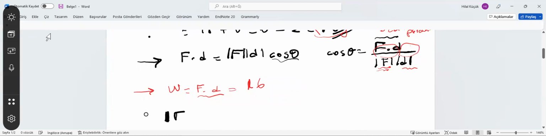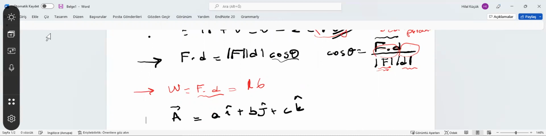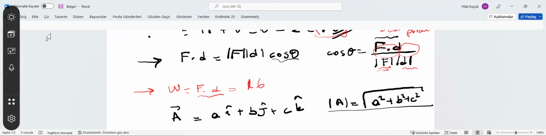Okay, for example, maybe I can show the quick part. Say I have a vector like that. To find its magnitude, don't forget it: a square plus b square plus c square. You can find its magnitude using just the scalar part. You take their squares and sum them. Finally, you take the square root. I will do the same thing.